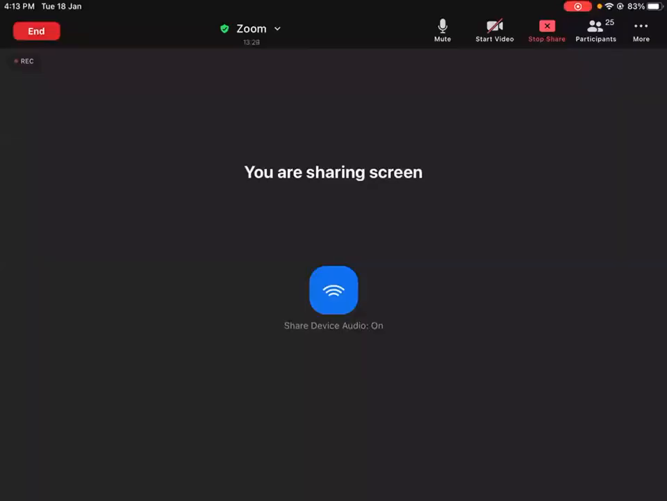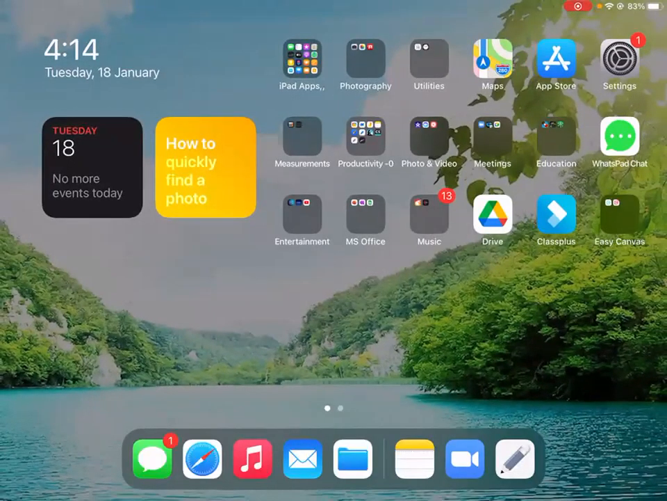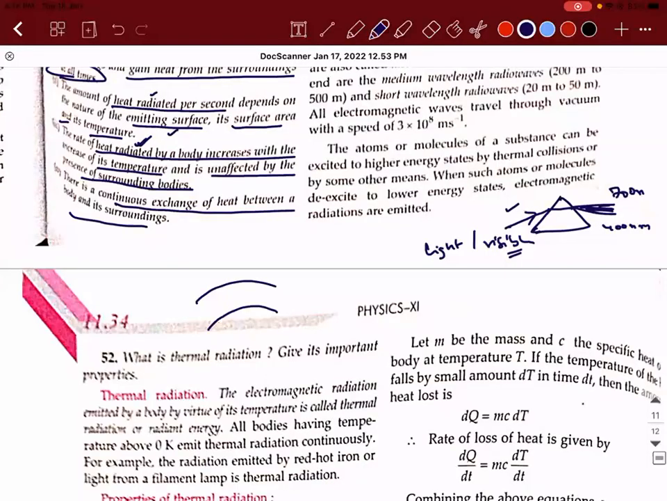Anybody who can explain to me what is emission spectrum? Emission of radiation by the object which has observed it.